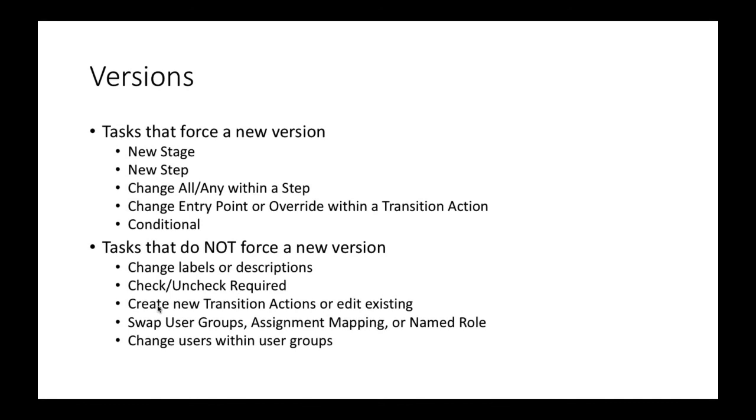The last thing that's really helpful that you can swap out without disturbing your versioning is the assignment. Whether it's a user group, an assignment mapping, or a name drill, you can swap any of those out and it will not trigger a new version. And of course, you can also change the group assignments within any of those features and not trigger a change in workflow. So you can swap out the people very easily within a workflow.